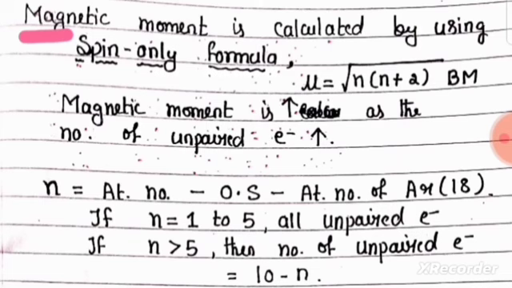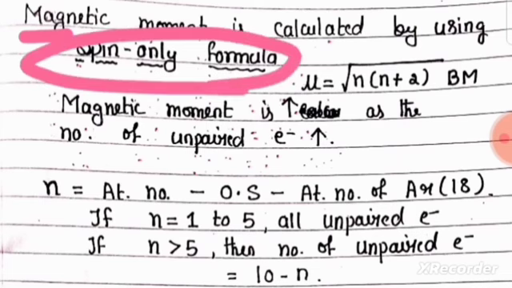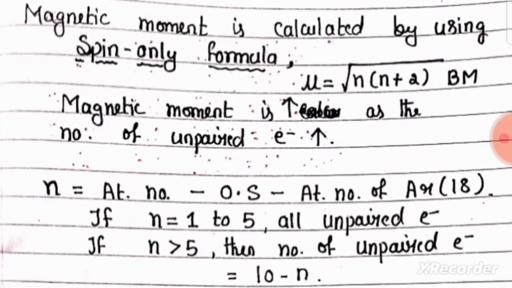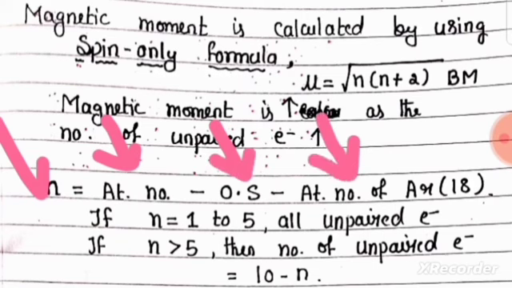The magnetic moment of the transition element can be calculated by the spin only formula, that is mu = root of n(n+2) BM. BM is the unit Bohr magneton and n is the number of unpaired electrons. If there are unpaired electrons, that is paramagnetism, and if there is no unpaired electron, we find diamagnetic property. Magnetic moment increases as the number of unpaired electrons increases. We have one formula to calculate n, the number of unpaired electrons. We have taken the 3d series as an example: atomic number minus oxidation state minus atomic number of argon. This is for the 3d series.